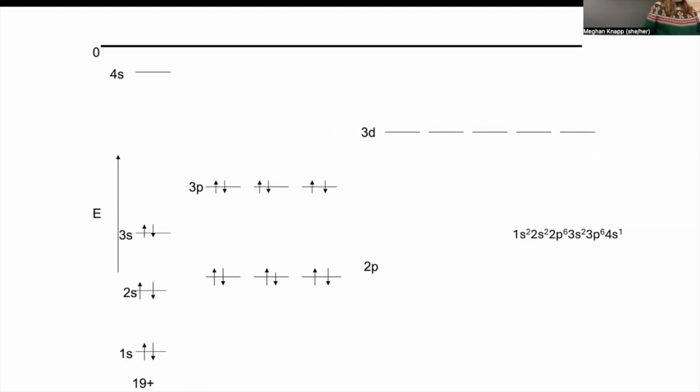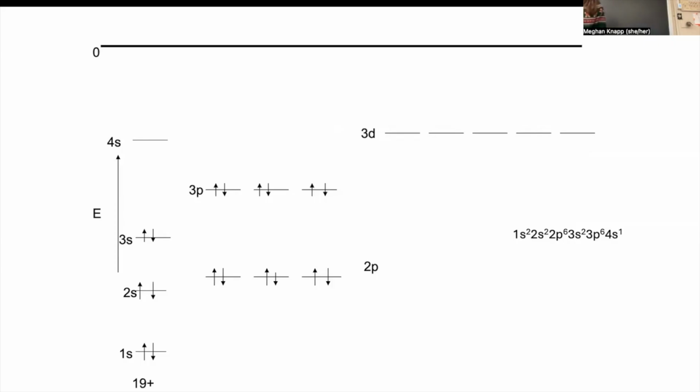All right, so the first three levels are splitting like this, but that fourth level is changing too. And it's going to change so much, the s changes so much more than the others, that it's going to come down below the 3d. And since we fill from the bottom up, instead of filling the 3d, we're going to fill the 4s. It's a little bit lower in energy.